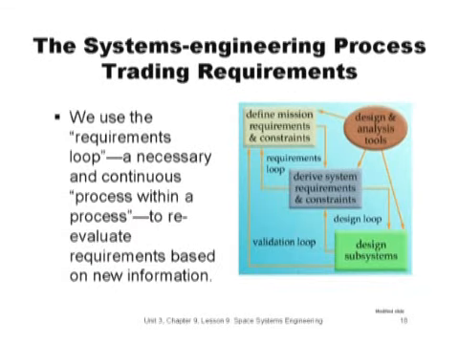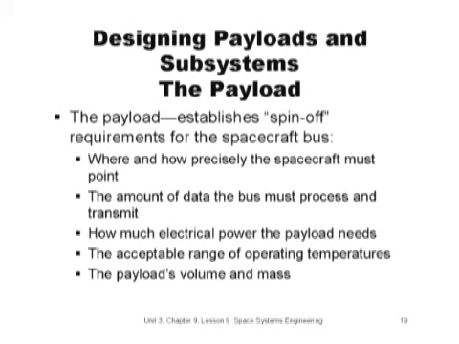We use the requirements loop to reevaluate the requirements based on new information. We saw this diagram earlier, but now we can see where the requirements loop fits into the overall systems engineering process. The payload establishes spin-off requirements for the spacecraft bus. We defined the spacecraft bus earlier as a collection of subsystems that support the payload. These spin-off requirements are where and how precisely the spacecraft must point, the amount of data that must be processed and transmitted, how much electrical power the payload needs, the acceptable range of operating temperatures, as well as the payload's volume and mass.